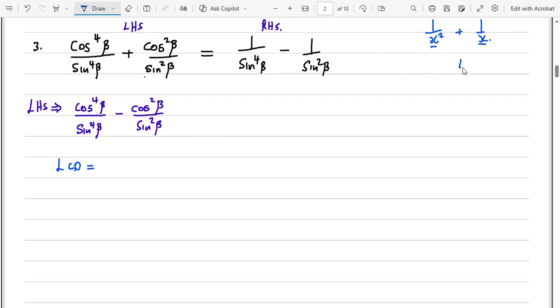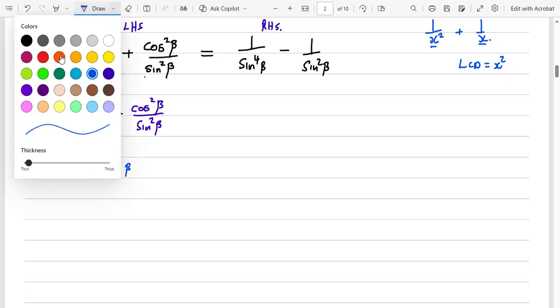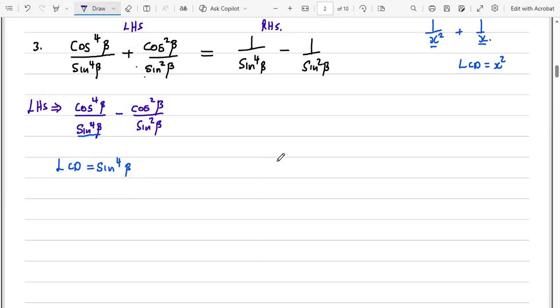So your LCD, it's just x squared. So this tells you that here your LCD will be sine to the power 4 beta. I hope you understand how we got that one, right? Now that you have your LCD, you take this LCD, multiply every term there by that LCD, then divide everything by the LCD. Let's work on that. So this will be sine to the power 4 beta.